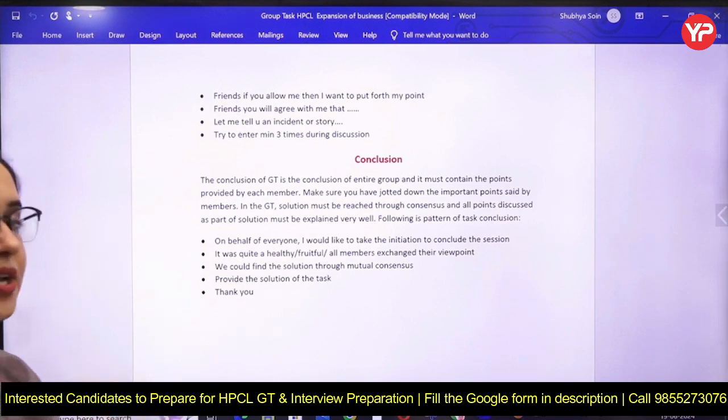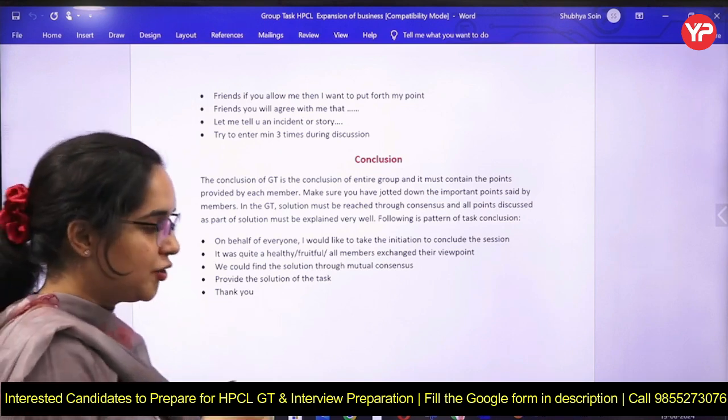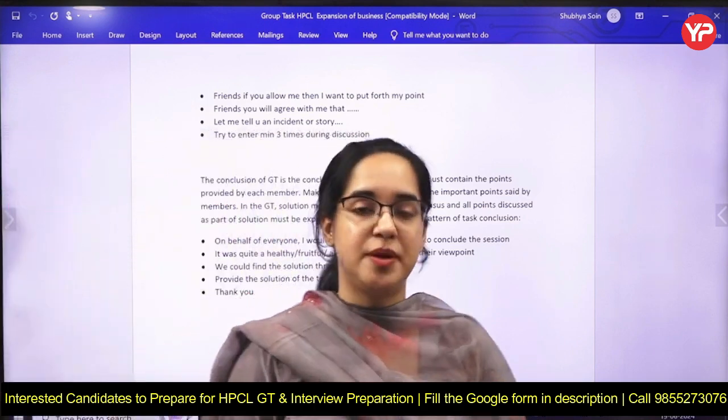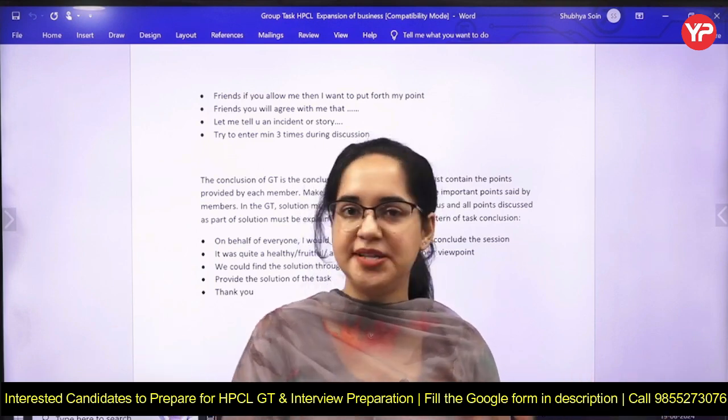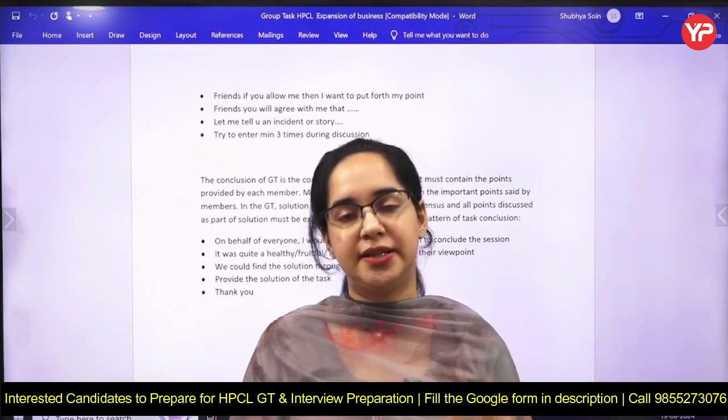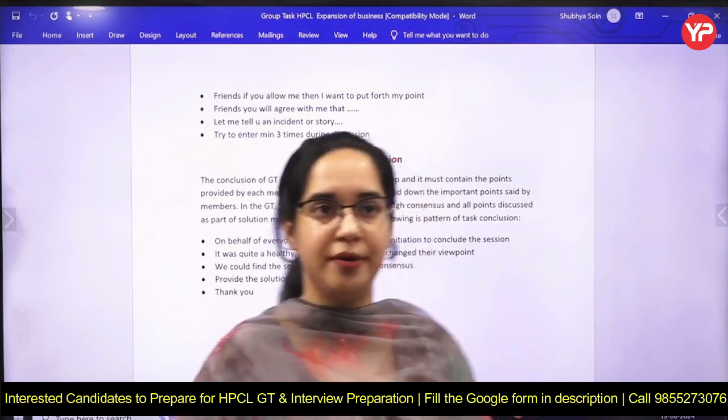Try to enter a minimum of 3 times during the discussion. So it is, yeah, 3 to 4 times. It depends on the time which is being provided to you, and accordingly you have to divide yourself. It should not be 3 times at the very start; it should be at the starting, in the middle, and at the end. That is the kind of participation you require, right?